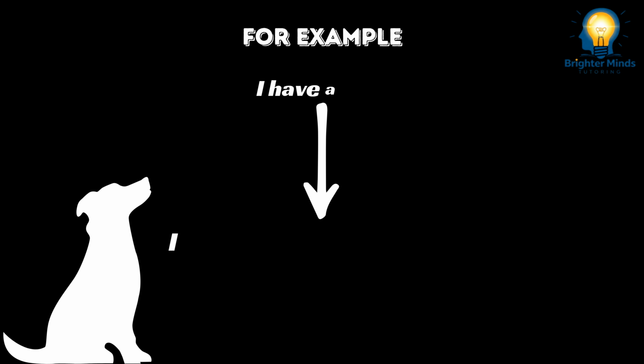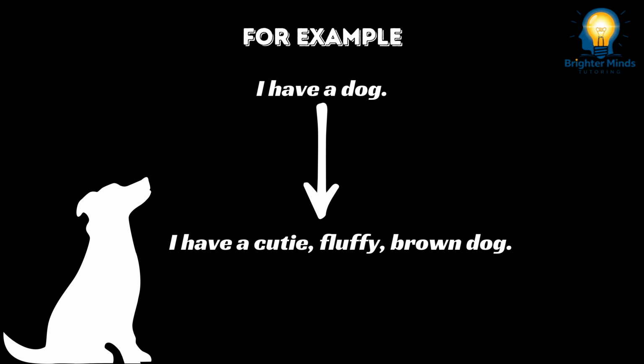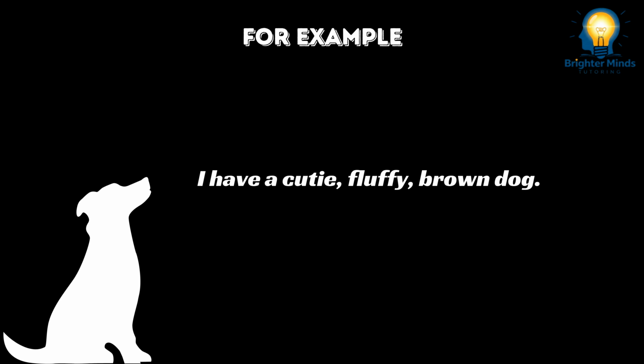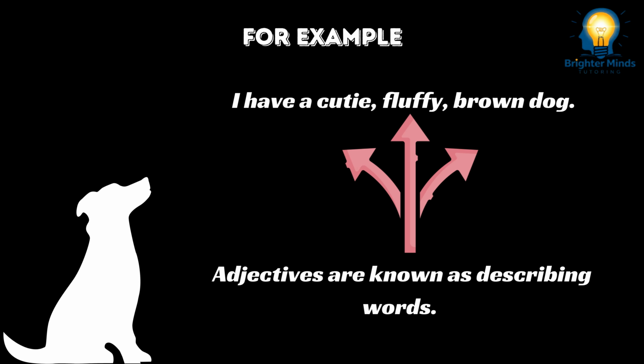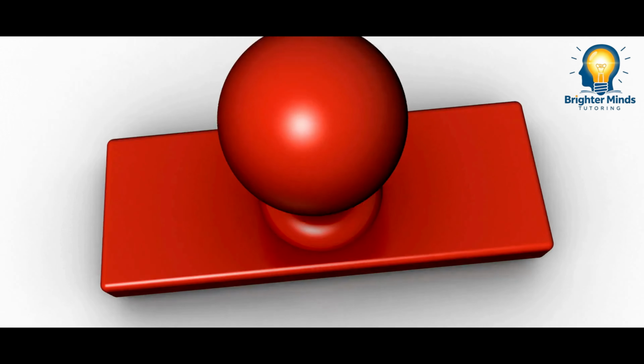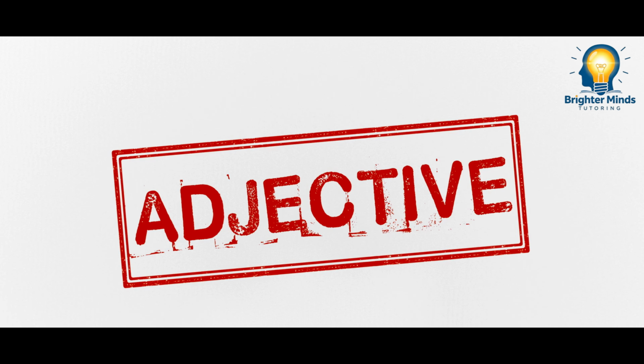For example, saying I have a dog is simple, but saying I have a cute, fluffy, brown dog paints a much better image. The words cute, fluffy, and brown are adjectives because they tell us what kind of dog it is. Now, let's explore the different types of adjectives and understand how each type works in our language.